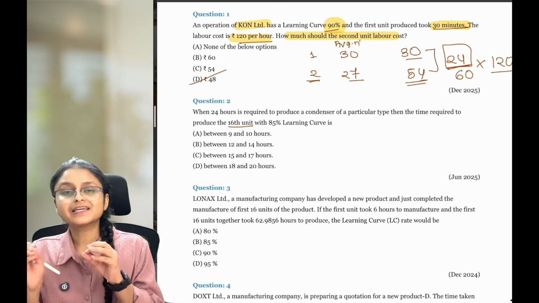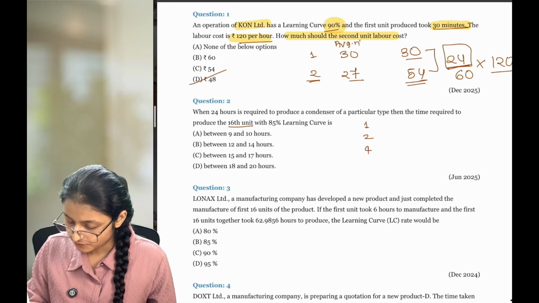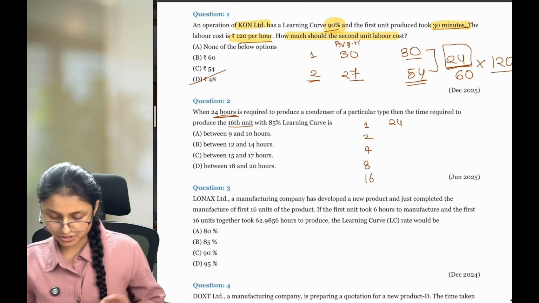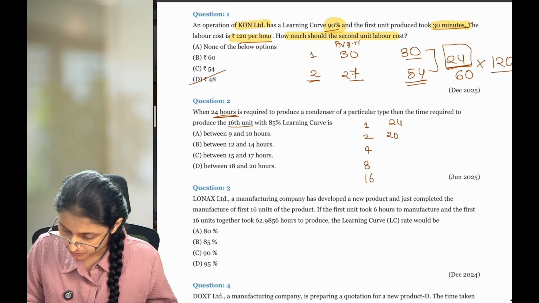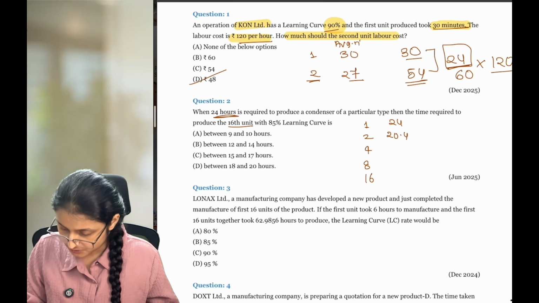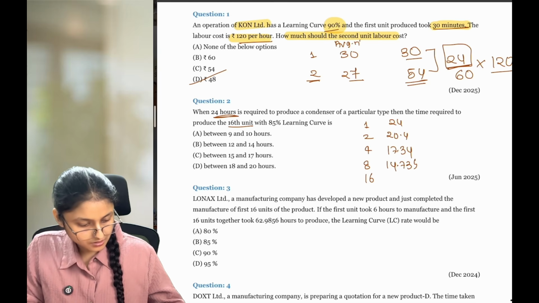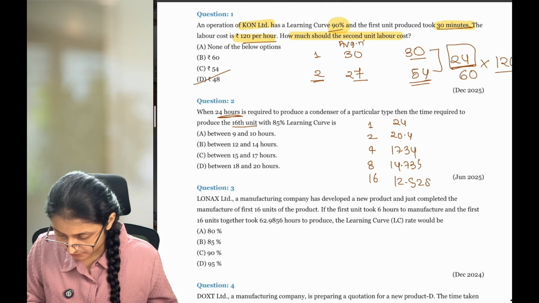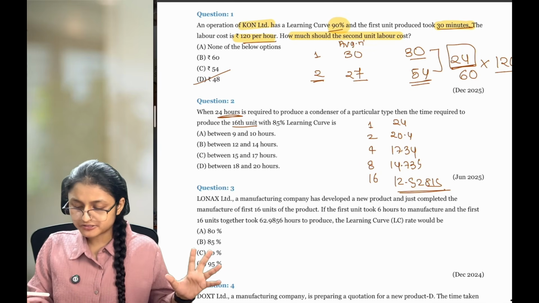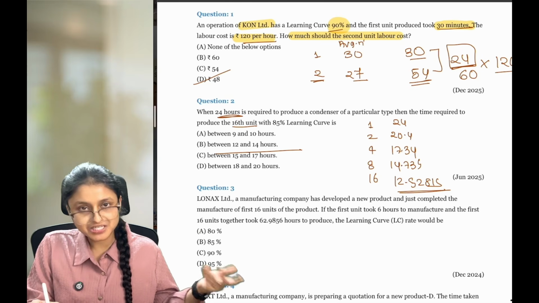So what to do? I'll take the average time per unit for the 16th unit. How to calculate this? 1, 2, 4, 8 and 16. Whenever units double, your average time is going to get reduced. 24 is for the first unit, multiplied by 85% will give you 20.4, multiplied by 85% will give you 17.34, multiplied by 85% is 14.739, multiplied by 85% is equal to 12.52815. So can I say that if the average time is somewhat 12.52, your actual time for the 16th unit specifically will be between 12 and 14 hours.